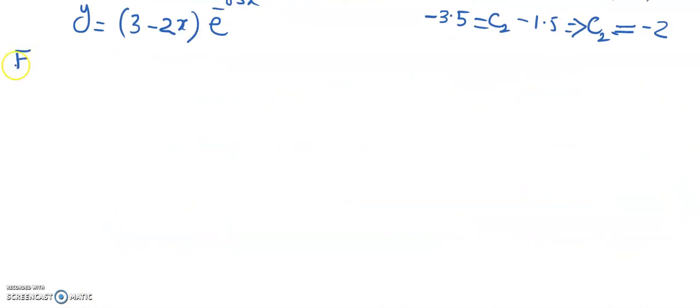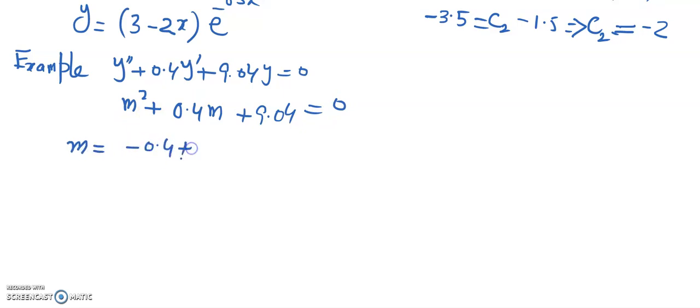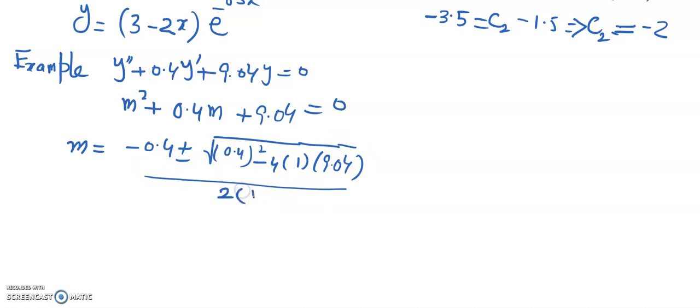So this example involves another case, complex conjugate roots. The differential equation is y double prime plus 0.4 y prime plus 9.04 y is equal to 0. So the characteristic equation is m square plus 0.4m plus 9.04 equal to 0. So by the quadratic formula we can find minus 0.4 plus minus square root of 0.4 square minus 4 into 1 into c, over 2 into 1, 2a.